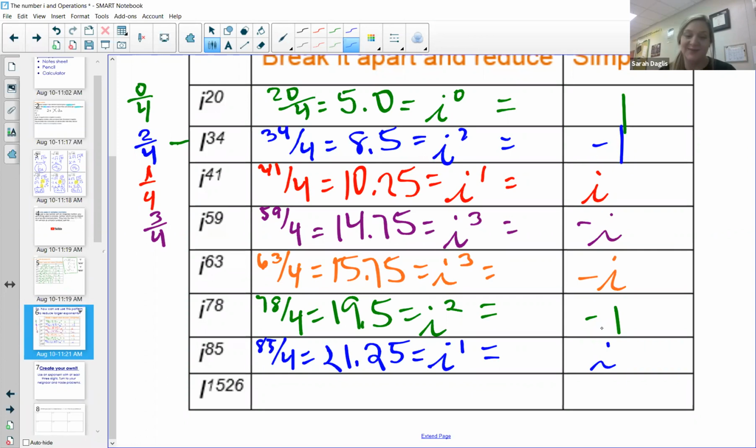And our last one, 1,526. Okay. Seems a little crazy. 1,526 divided by 4 gives me 381.5. Now again, the only part we care about is the decimal. I don't care that it's 300 and whatever. I care that it's 0.5. Because 0.5 tells me that's the same thing as 2/4. So it's going to be simplified to the same thing as i squared, which is negative 1.